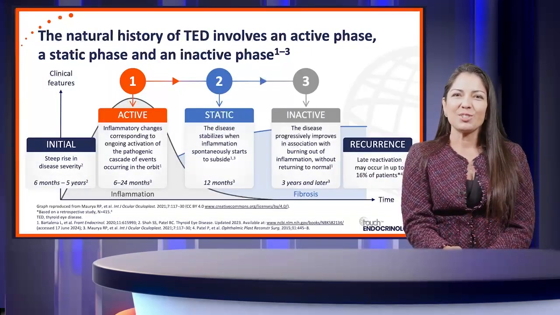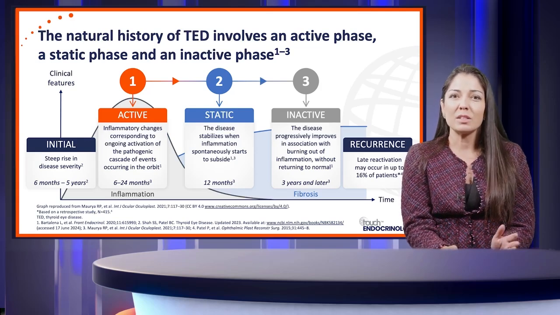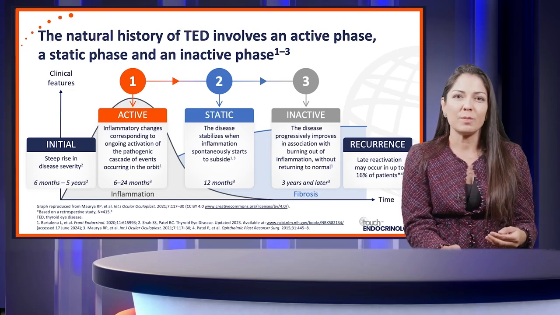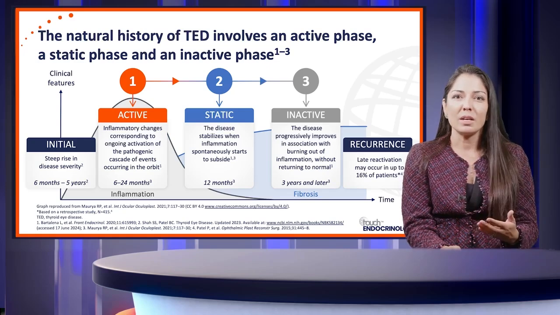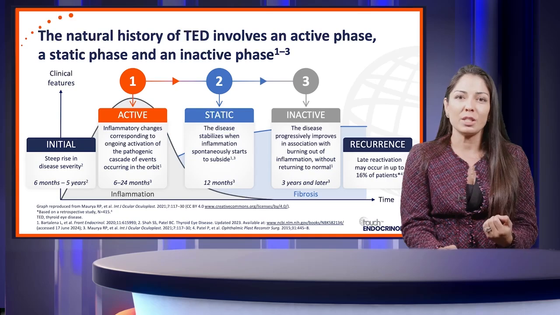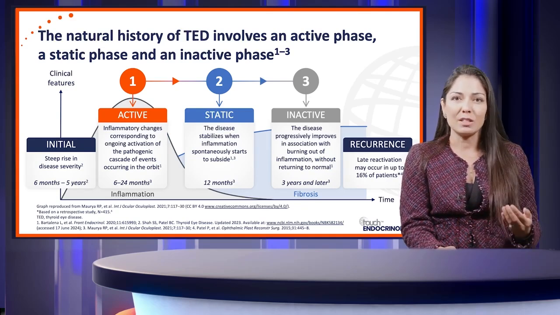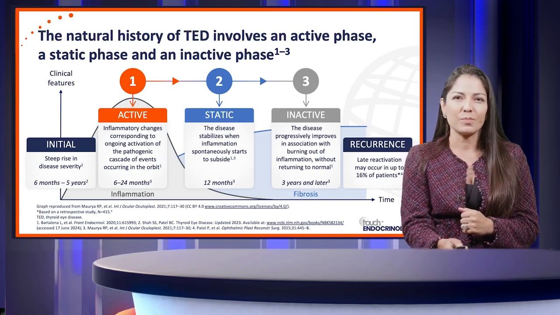It has been said that the natural history of thyroid eye disease involves an active inflammatory phase that can last anywhere from 6 months to up to 5 years. Typically, patients will have pain, redness, and swelling that will progress over time. And patients will eventually plateau into a static phase where the inflammation subsides, and eventually they'll move into this inactive phase, which is characterized by oftentimes fibrosis, and the sequela of the disease persists, although the inflammation subsides. It's been quoted that up to 16% of patients can have reactivation of disease long after the patient has moved into the inactive phase of the disease.